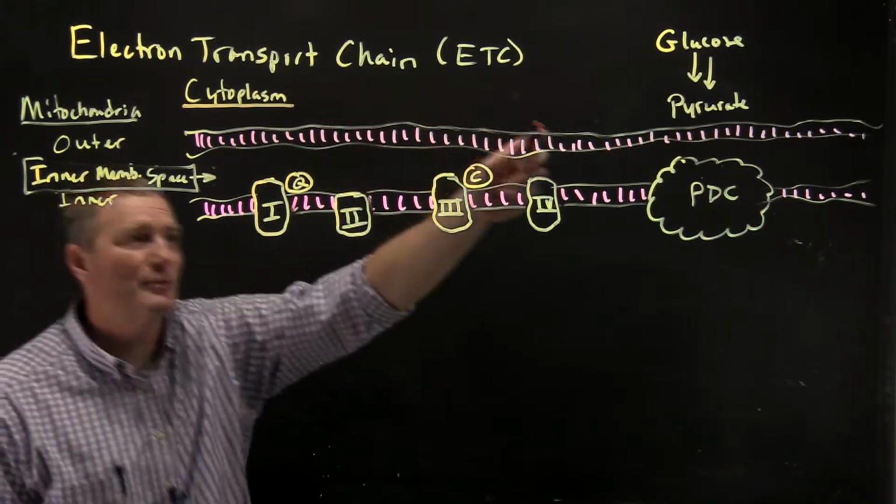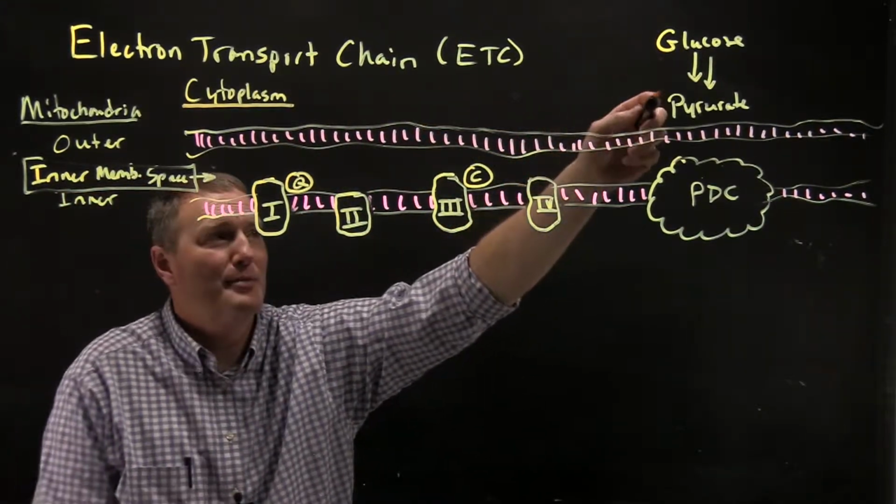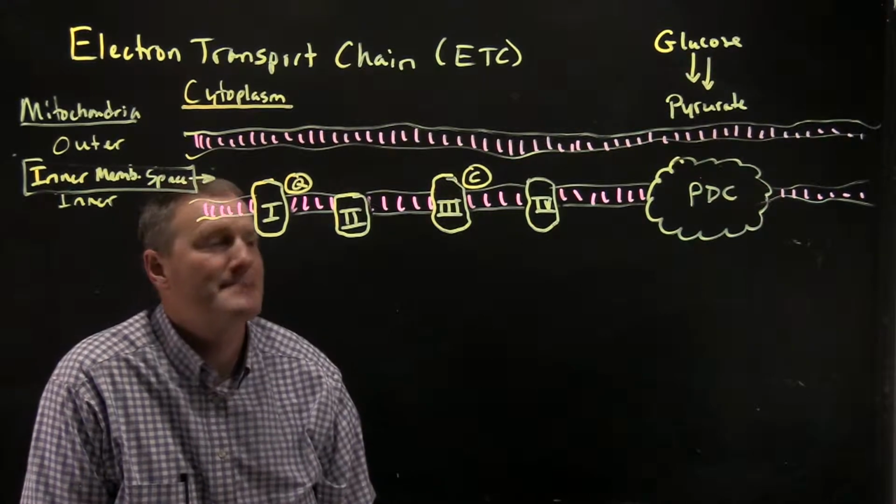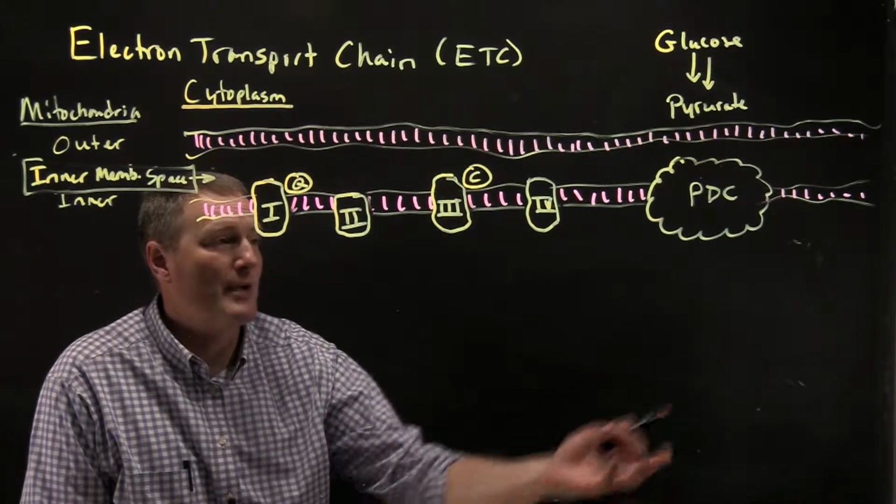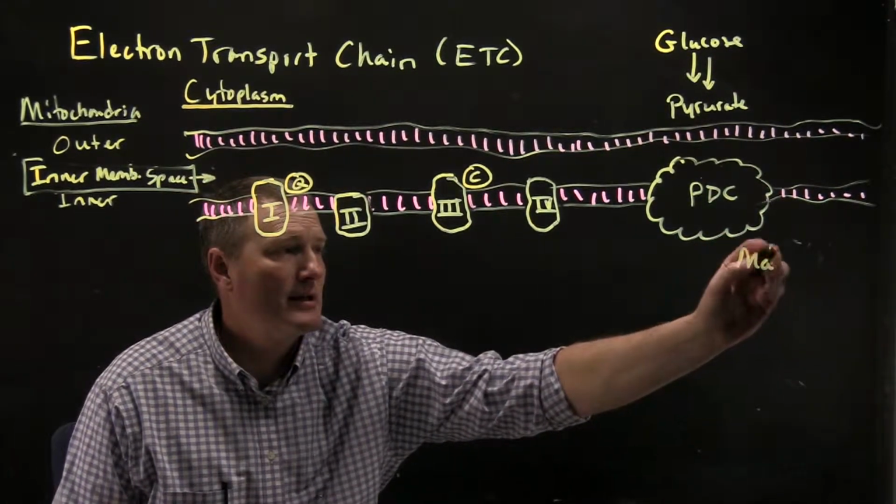So in the cytoplasm, recall that glucose will be converted to pyruvate through the process of glycolysis. So the innermost chamber now, this is called the matrix.